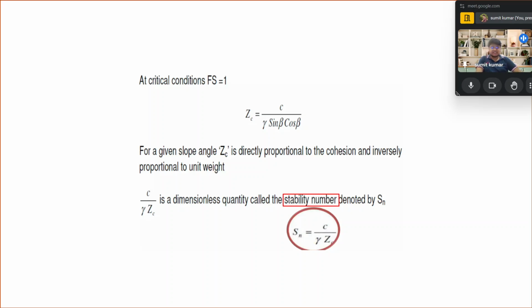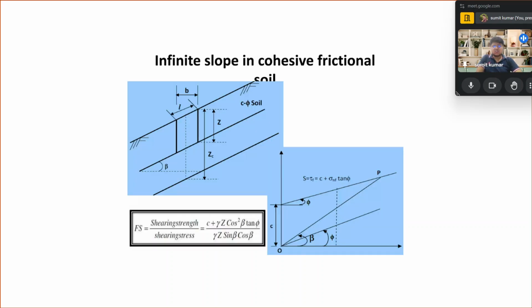Right. So in an infinite slope in a cohesive frictional soil, Fs is given by C plus gamma z cos square beta tan phi upon gamma z cos beta sin beta. That is the shear strength over the shear stress, which is the basic definition to calculate the factor of safety for the infinite slope. So we are able to find the interrelation which is used for our calculation of the factor of safety in a cohesive soil.